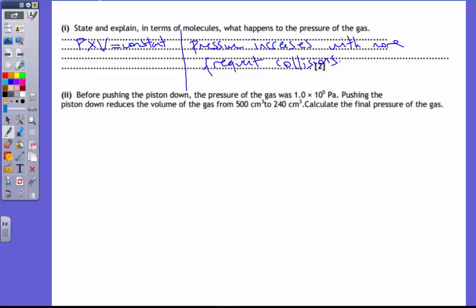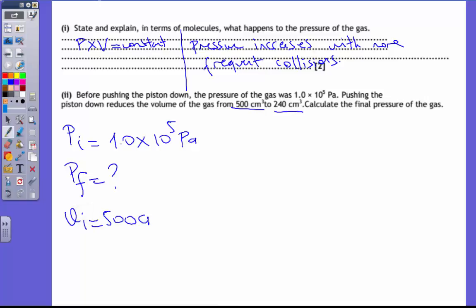Before pushing the piston down, the pressure of the gas was 1.0 times 10 to the power 5 Pascal. Pushing the piston down reduces the volume of the gas from 500 to 240 centimeter cube. Calculate the final pressure of the gas. What we know is that before pushing the piston, the initial pressure is 1 times 10 to the power 5 Pascal, and we don't know the final pressure. The initial volume is 500 centimeter cube, and the final volume is 240 centimeter cube.